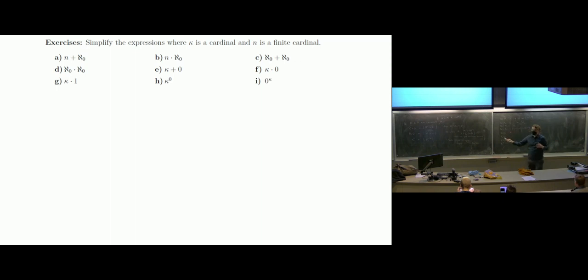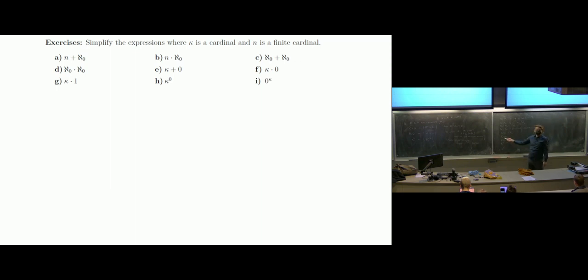But what does this mean formally? It means take a set of size kappa, take a set of size 0. What's the only set of size 0? The empty set. So then you take your union, you don't change anything. So of course there's a bijection, right? It's the identity.